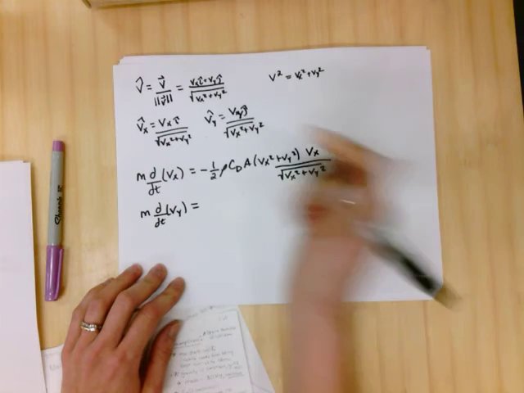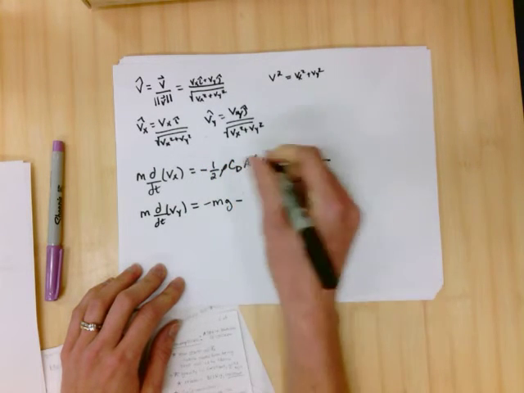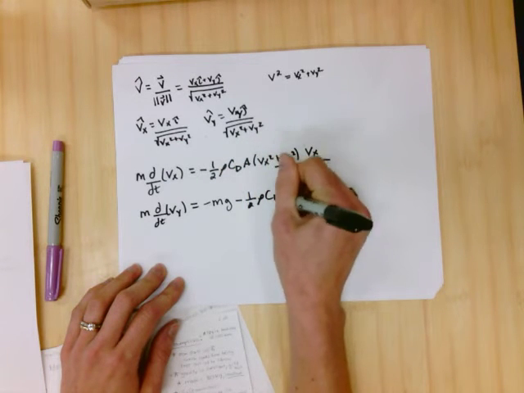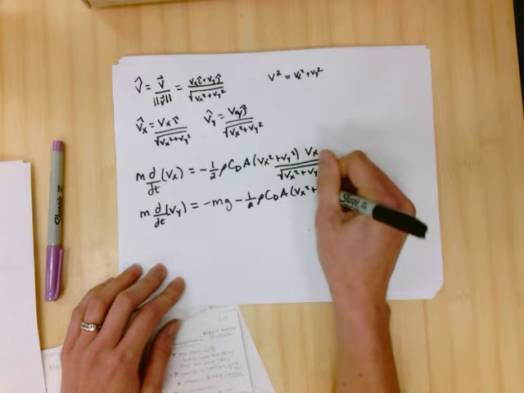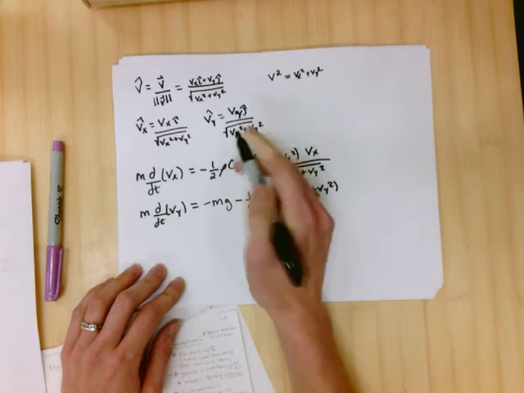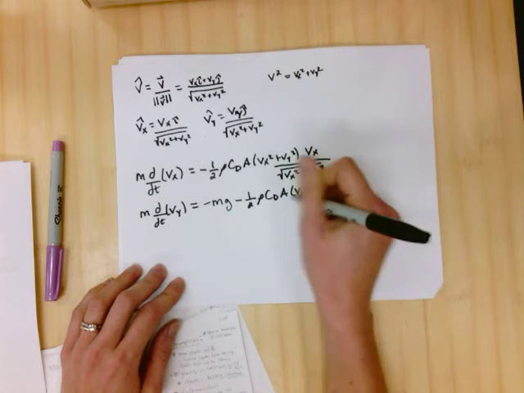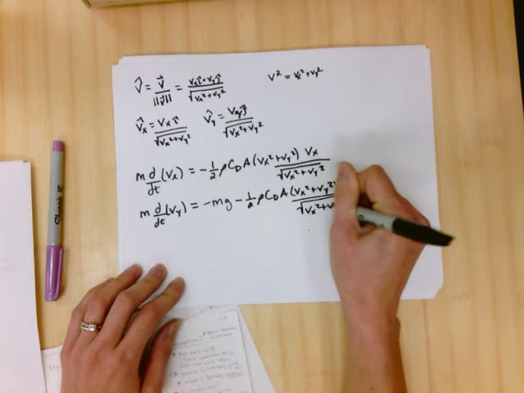And now we have the gravity component added in, so minus mg. And then again, we go back to this air resistance piece. So same values. And again, we'll write out v squared as vx squared plus vy squared. And now we go up here to our vy hat, which is just equal to vy, and then divide that by vx squared plus vy squared.